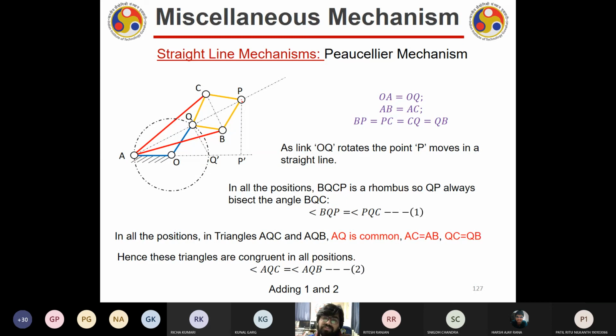But some constraints must be there, like OA should be equal to OQ, and AB should be equal to AC. BP should be equal to PC, and all these links, BP, PC, CQ, and QB, have to be equal. So all shown in yellow color should be equal, blue color should be equal to each other, and red color links should be equal to each other.